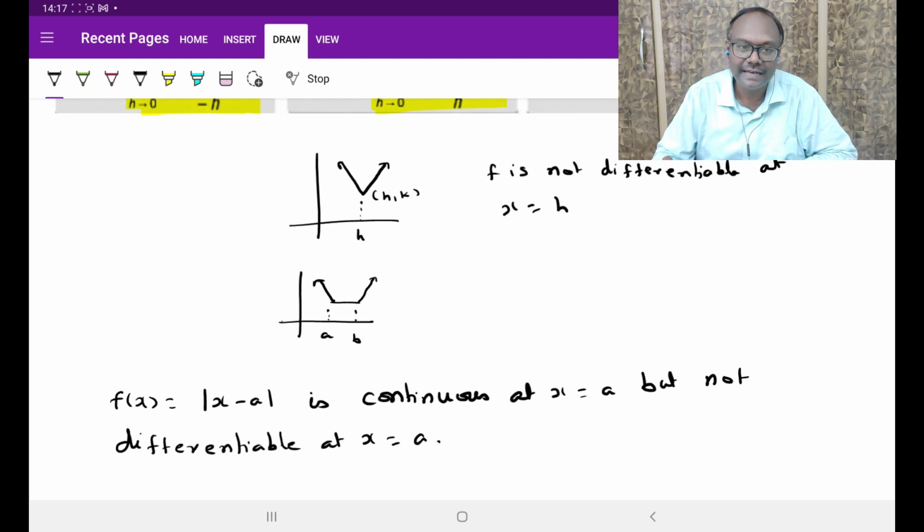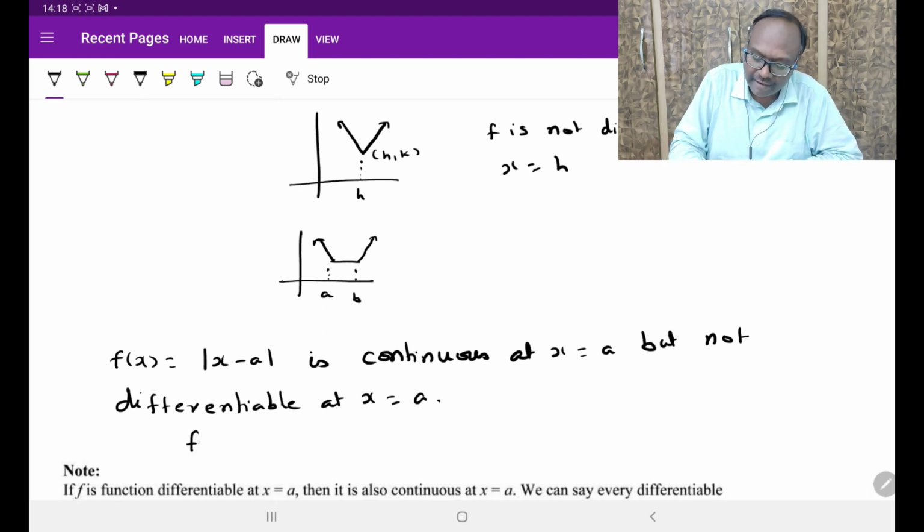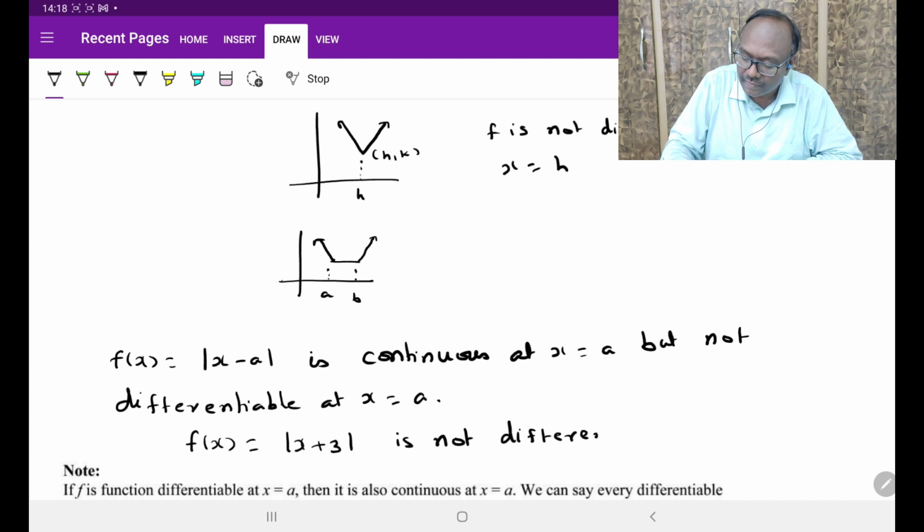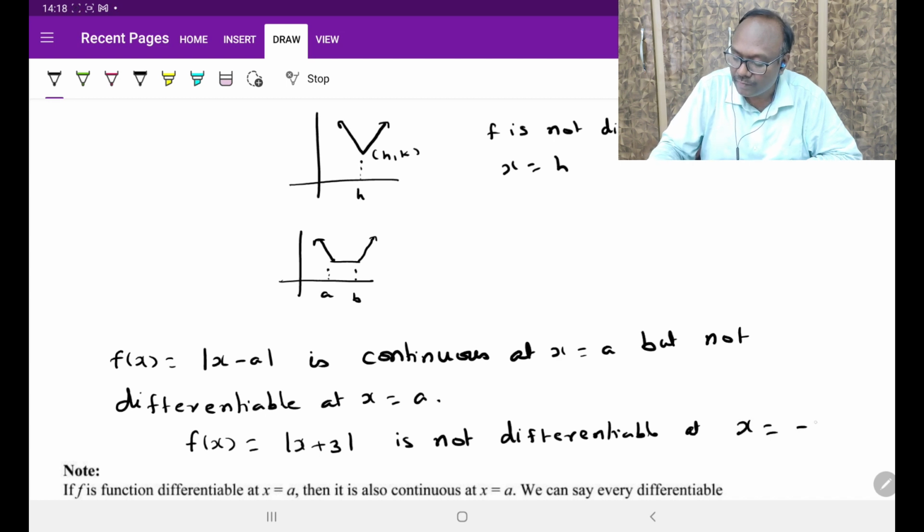So just by looking at the function, we can say the function is not differentiable at a certain point. For example, if I say f of x is equal to modulus of x plus 3, it is not differentiable at x equal to minus 3. We can simply observe that x plus 3 equal to 0 gives x equal to minus 3. So the vertex point is minus 3. Simply put x plus 3 equal to 0 and we get x equal to minus 3.